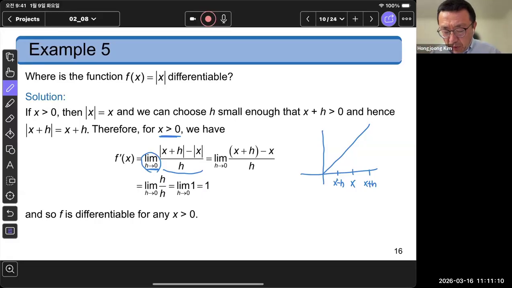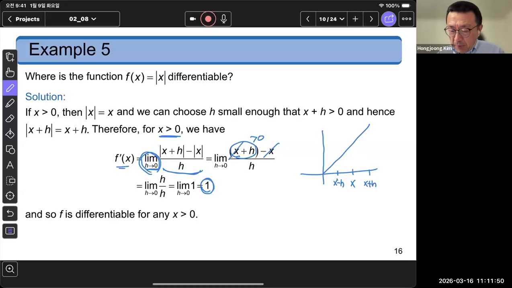So f prime of x, which is the limit of this average rate of change, and x plus h will be at some point positive. So we can just remove the absolute value sign, and the absolute value of x plus h will be just x plus h. So the numerator will be x plus h minus x. So x is canceled and we get h over h. After the cancellation one more time, we get the limit value is 1.